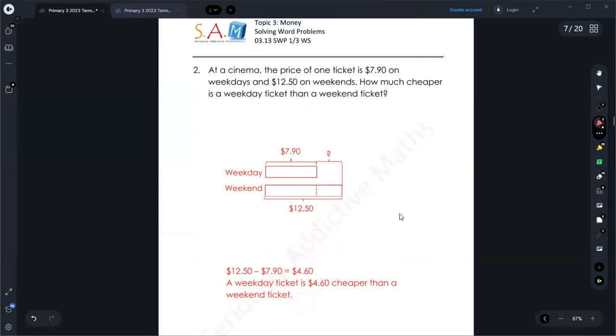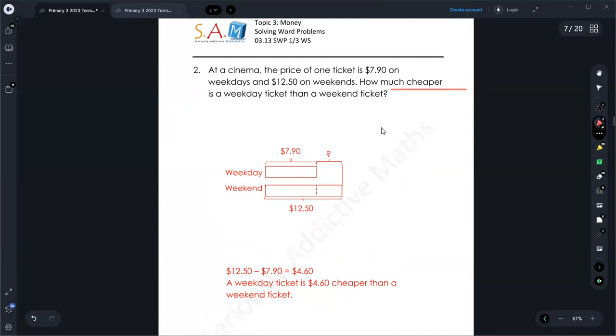Okay, and then we have question 2. Let's analyze the question. At the cinema, the price of one ticket is $7.90 on weekdays, $12.50 on weekends. How much cheaper is a weekday ticket than a weekend ticket? So here, the question is asking for how much cheaper, which means it is a comparison question. And so they have to draw a comparison model.